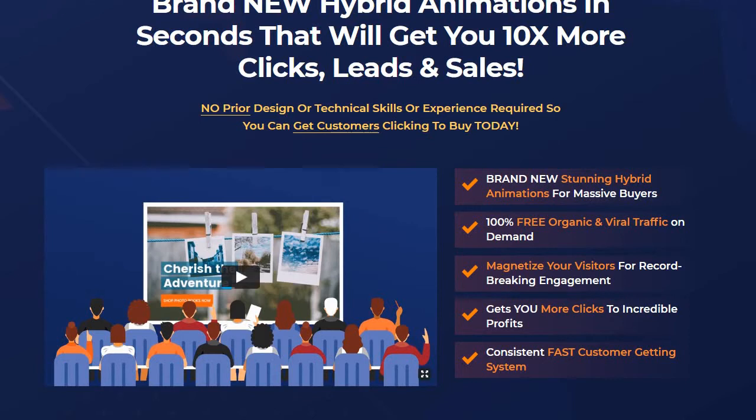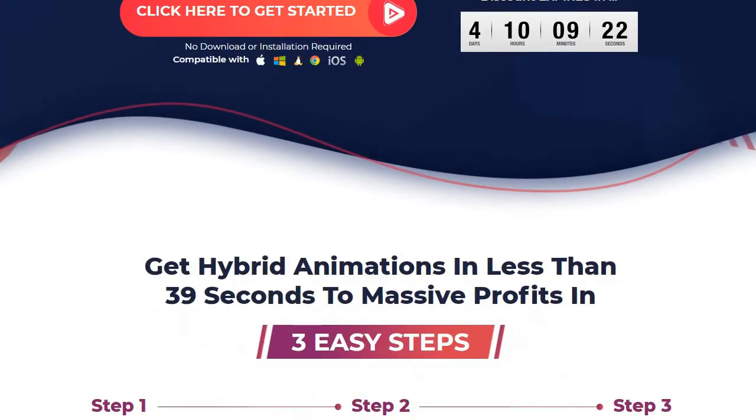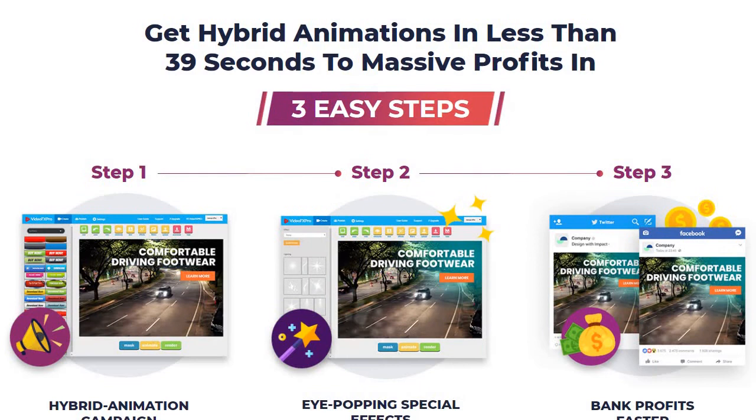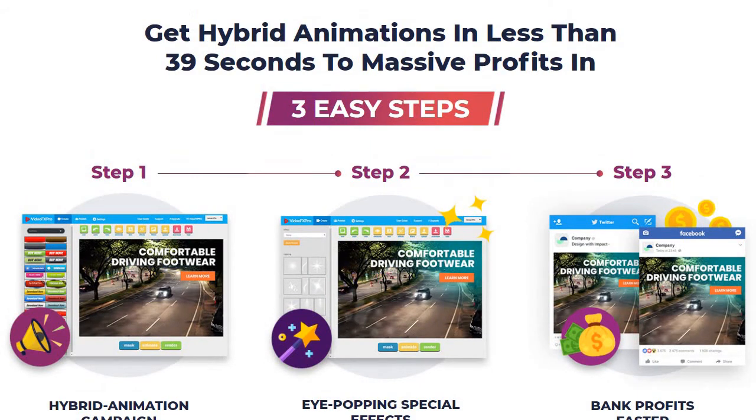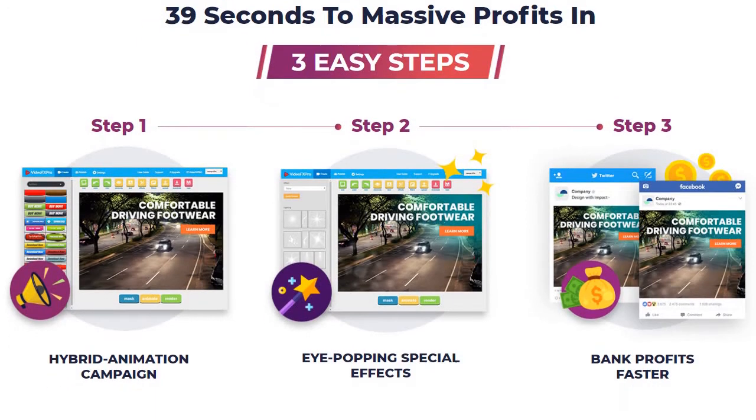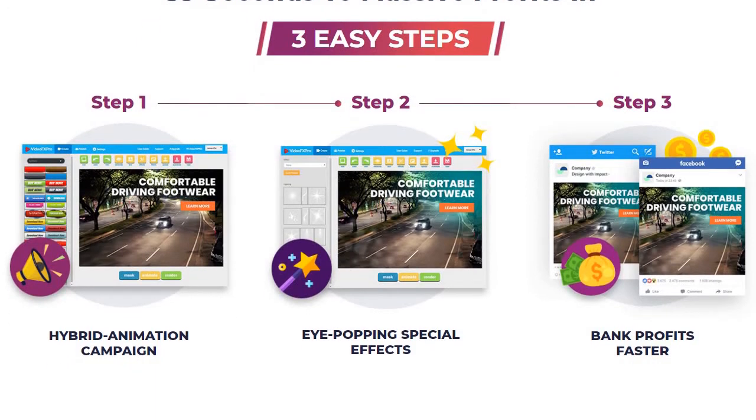In some features, I'm going to explain more about this. It can be installed on Mac, Windows, Chrome OS, anywhere. It's very simple, you can get hybrid animation in less than 39 seconds to massive profit in three easy steps. Here we have three easy steps: step one, step two, step three.